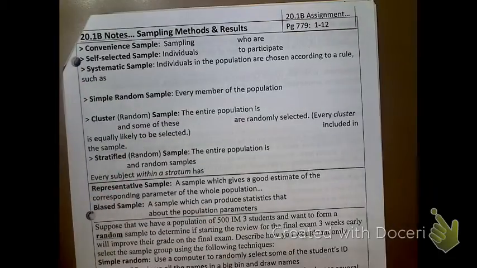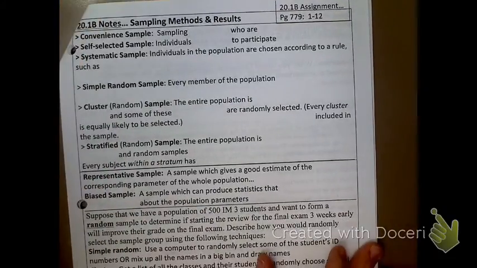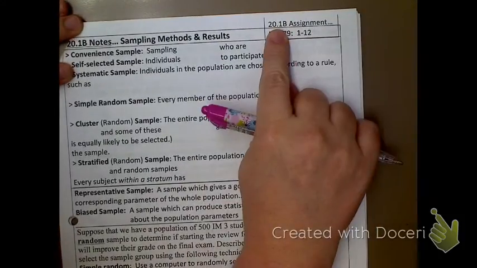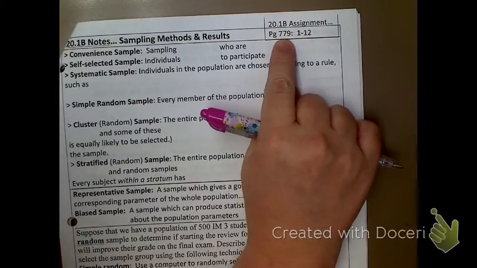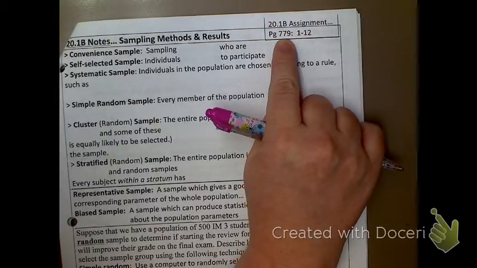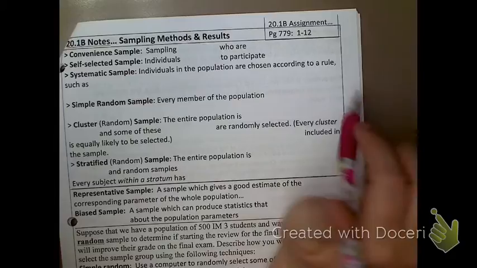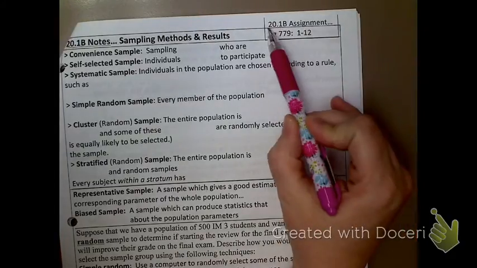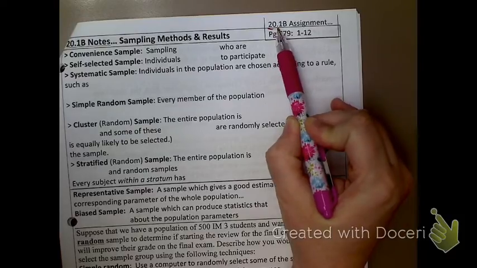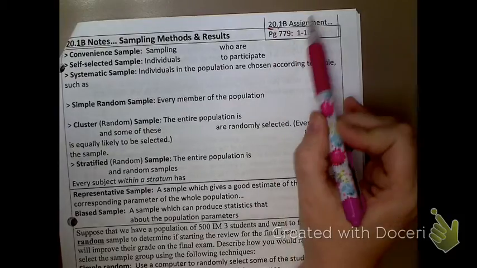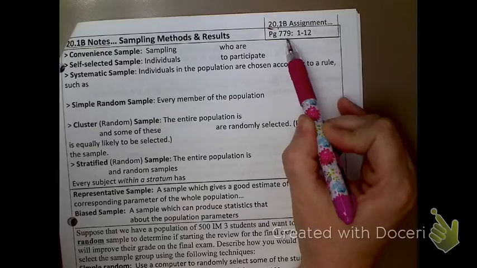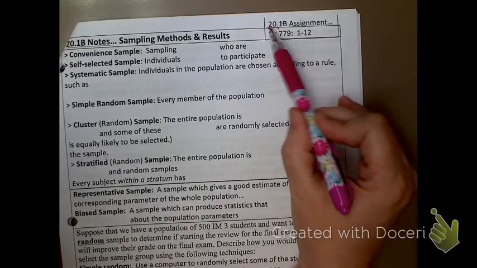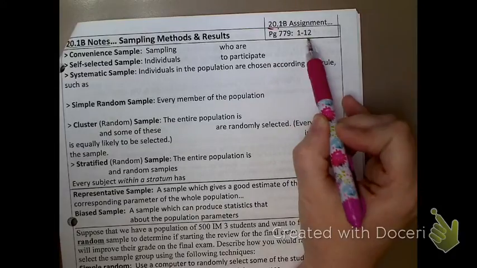Okay, so here we go, our 20.1b notes on sampling methods and results. I'd like you to point your attention here to the 20.1b assignment, which is in your textbook, page 779, numbers 1 through 12. If you would prefer to do the electronic textbook, I will put lesson 20.1 in the locker for this class. Please note it will not be page number 779, but you will do that assignment, the homework at the end of that lesson, numbers 1 through 12.